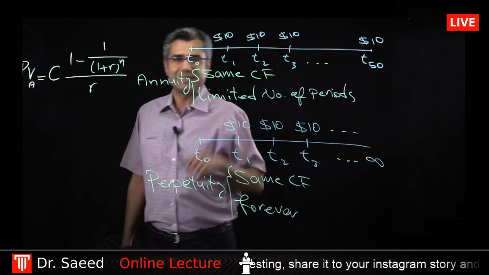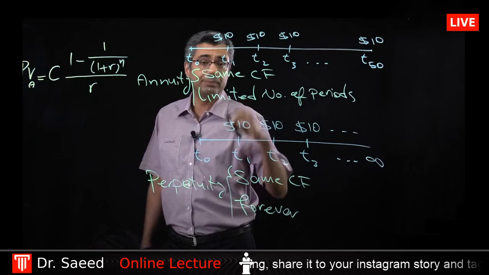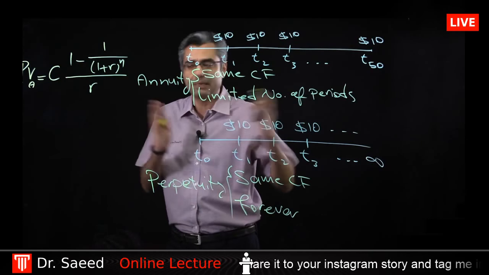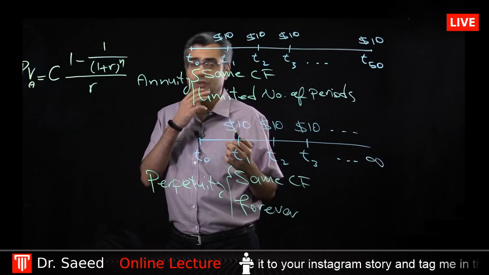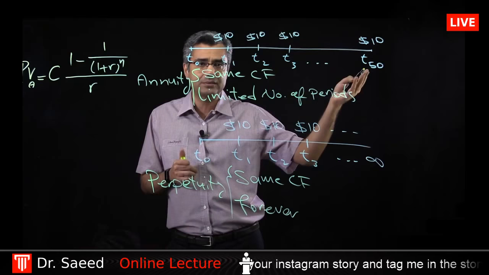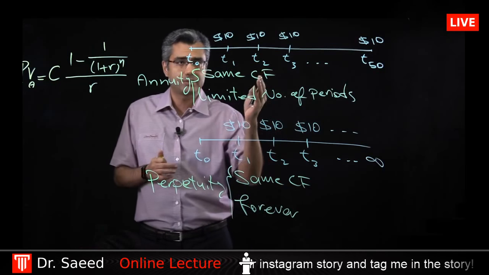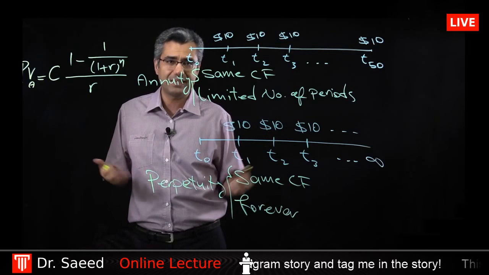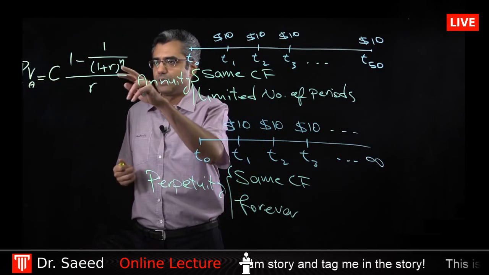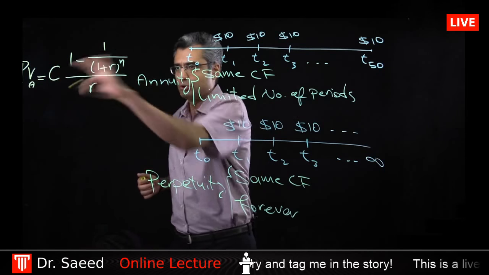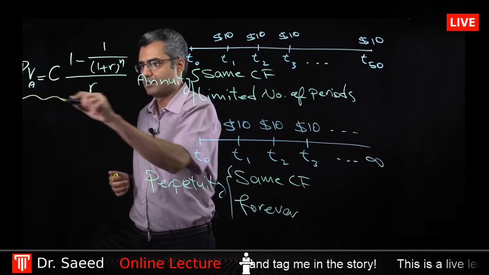R is the interest rate per period. Again, this is not per year, this is per period, but period can be year, of course, but not always. And N is the number of periods, not number of years. And again, period can be year, or day, or month, or whatever. So you can compute the present value using this formula easily.